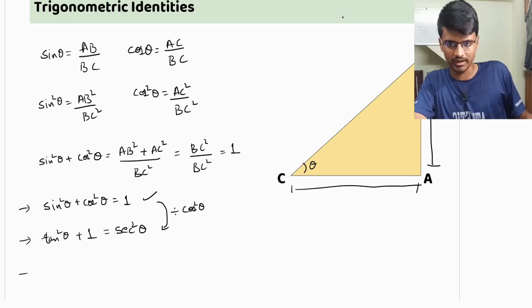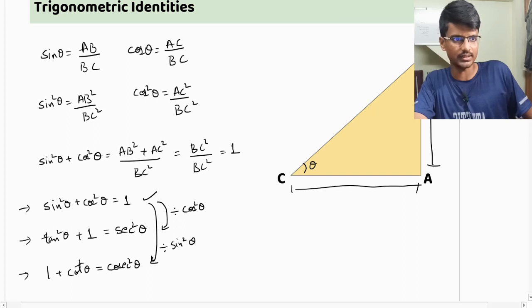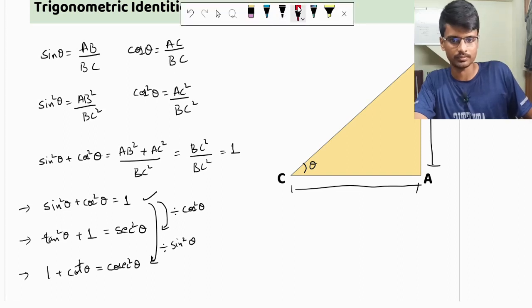Similarly, if I divide this equation by sine square theta on both the sides, what do I get? 1 plus cot square theta is equal to cosec square theta. So these are the identities that you need to remember. These are standard identities.